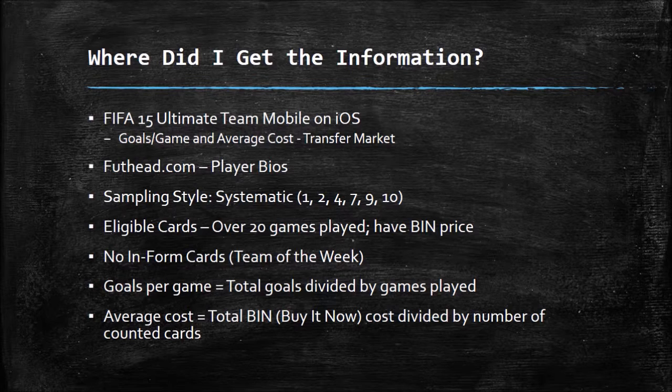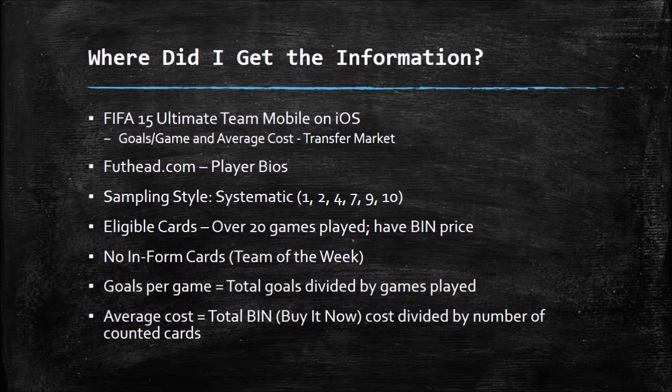And the sampling style is systematic. So I take cards 1, 2, 3, 4, 7, 9, and 10, each placement within each page of 10 cards. And eligible cards have to have 20 or more games played, as well as having a bin price, which is a buy now price. And no inform cards. So team of the week, team of the season, team of the year, none. I do not count them.